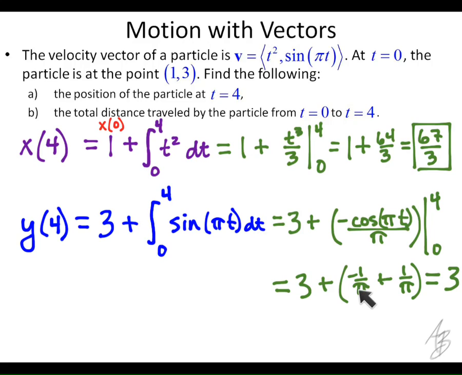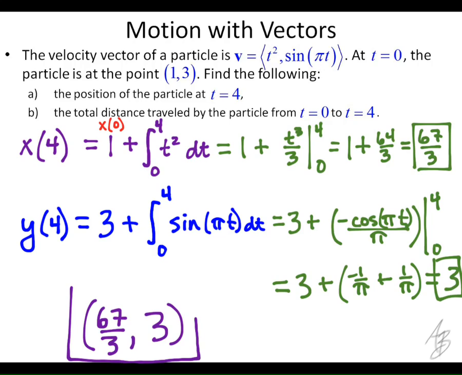So these are going to cancel each other out. What's happening here when we go from 0 to 4 is cosine's going through 2 full periods. And so it's just getting back to where it started. Or actually, sine is going through 2 full periods, so we're getting back to where we started. So our y-coordinate is going to be 3. So what is the position of the particle at t equals 4? Should I write that as a vector or an ordered pair? Yeah, because it's just a point, right?